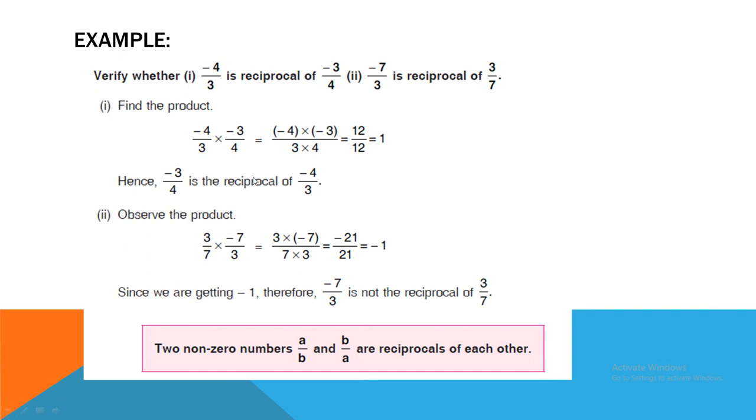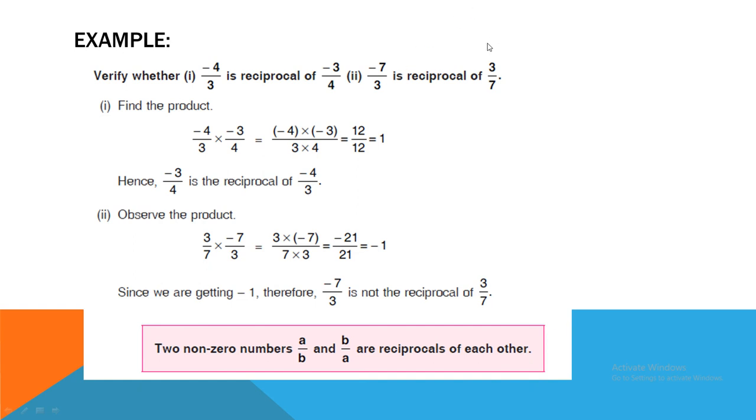Let's understand with one example. Verify that minus 4 upon 3 is the reciprocal of minus 3 upon 4. This is the first part. To verify that they are reciprocal, their product should be 1. Okay, find out the product. Minus 4 by 3 into minus 3 by 4. Multiply numerators together, denominators together. You get 12 by 12, which is 1. So if the product of numbers is 1, then we say that the two numbers are reciprocal. Okay, so hence minus 3 upon 4 is the reciprocal of minus 4 upon 3.